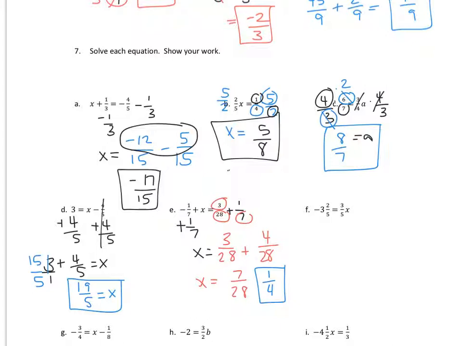And then letter F, write this as a mixed number. 3 times 5 is 15 plus 2 is negative 17/5 equals 3/5 x. Multiply both sides by the reciprocal. These two cancel out. So negative 17/3 equals x.